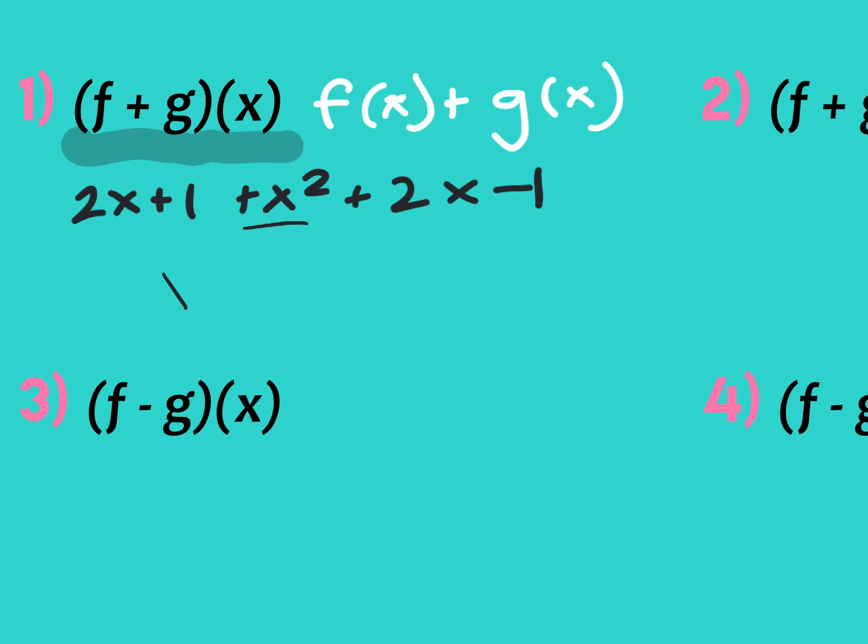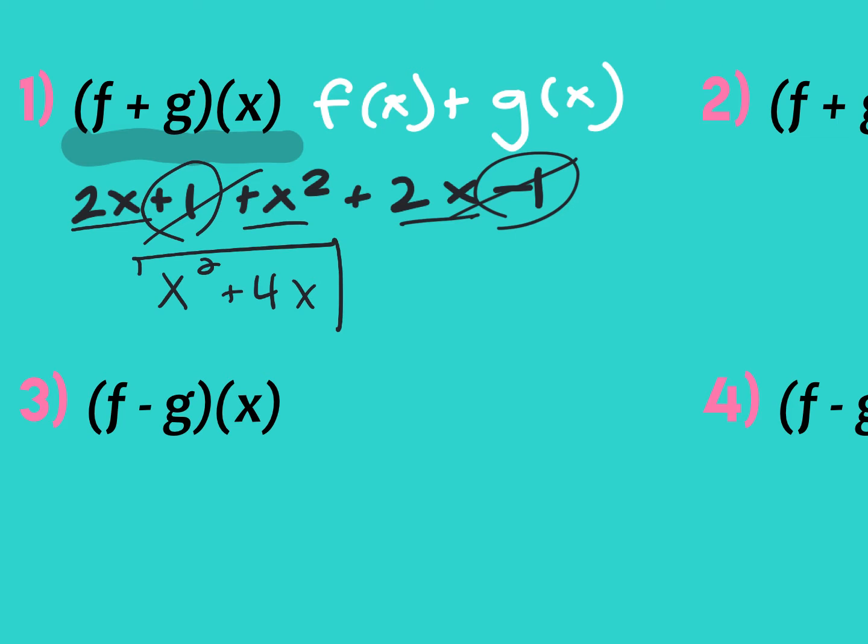So there's only 1x squared. There's a 2x and a 2x, so it would be 4x. There's a positive 1 and a negative 1, so those are going to cancel out. This is the result of adding f plus g of x. You could factor out an x, but you don't want to. You want to leave it in the form in which the like terms are combined and you've simplified as much as you can.